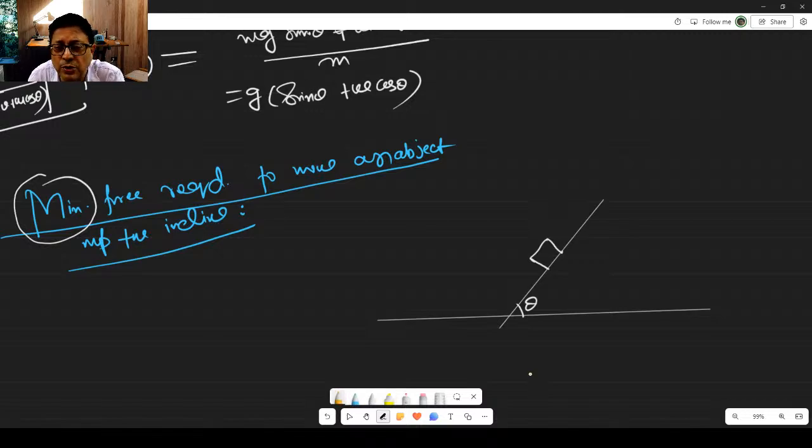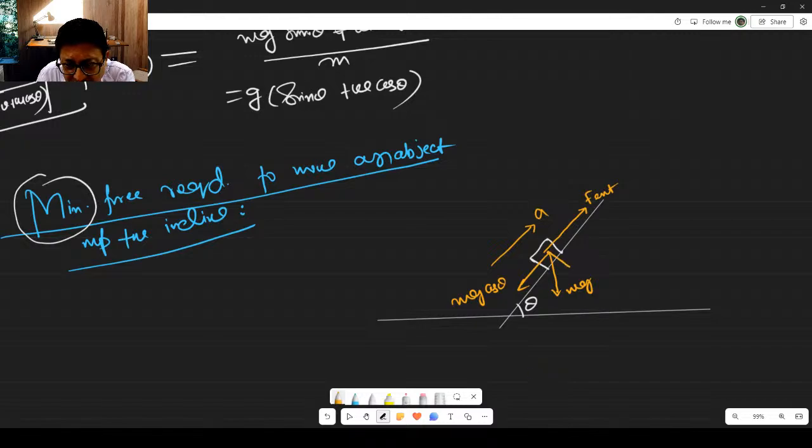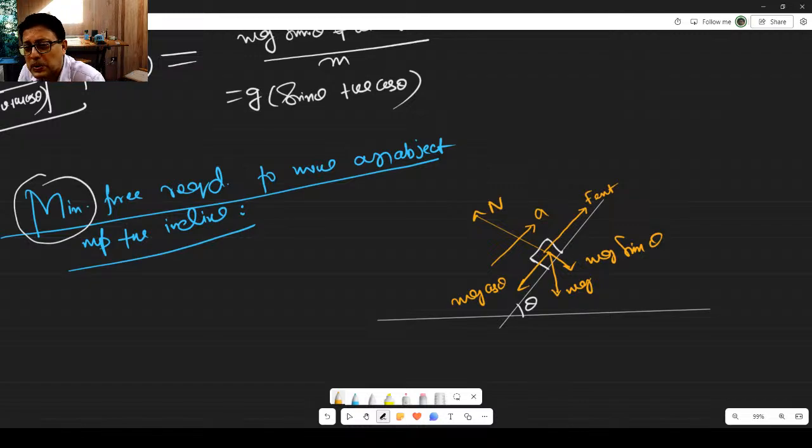So we are applying the force parallel to the incline. Assume that F external, and suppose the acceleration of the system is a. What are the forces acting on it? This way it will be mg cos theta and this way mg sin theta, and the normal reaction N acts in this manner, isn't it? So when you are pulling, in the free body diagram the frictional force Fk is of course there.